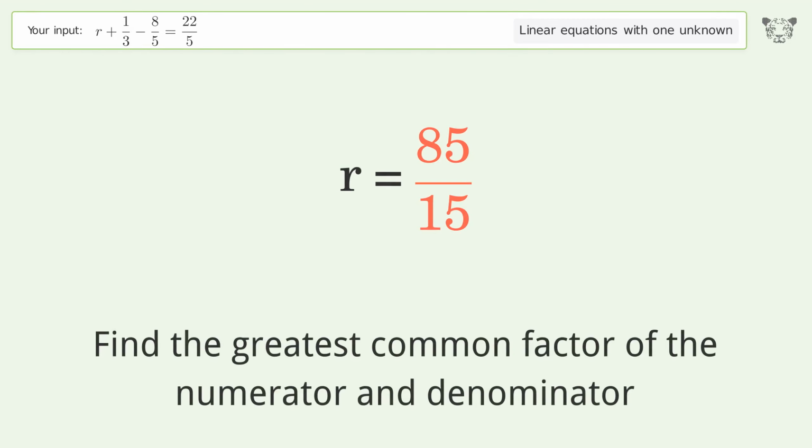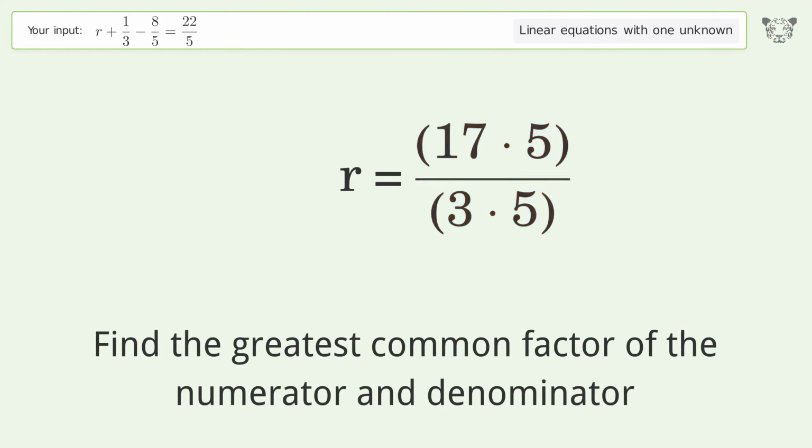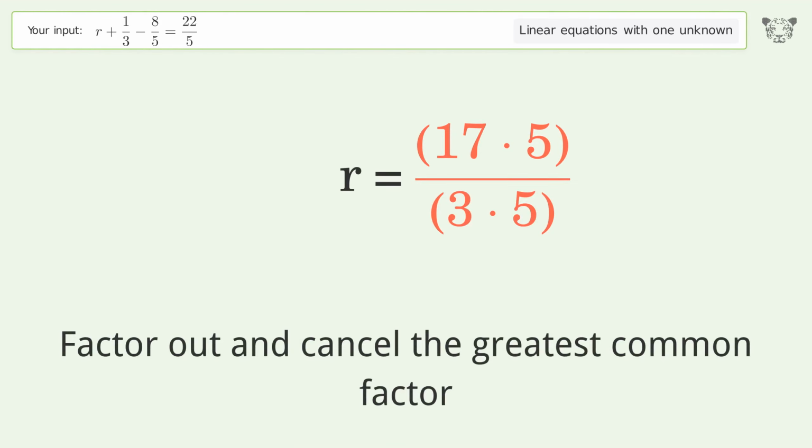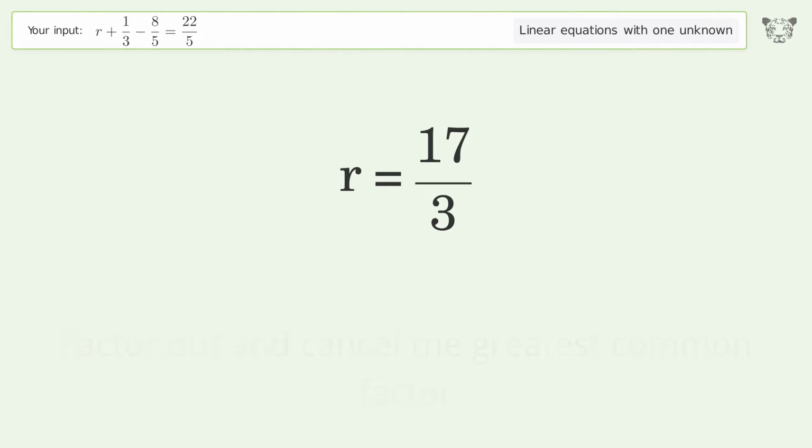Find the greatest common factor of the numerator and denominator. Factor out and cancel the greatest common factor. And so the final result is r equals 17/3.